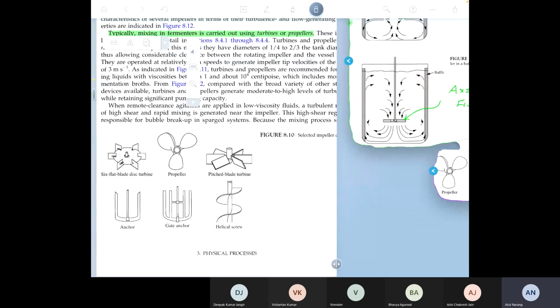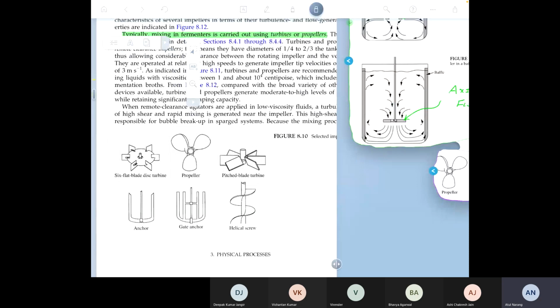I have just shown you so far only two of the impellers. On the left side is the Rushton or the 6 flat blade disc turbine. On the right side, I showed you two axial flow impellers, the propeller and the pitched blade turbine. But you also have additional impellers shown in the bottom panel, such as the anchor, the gate anchor, and the helical screws. These three impellers shown at the bottom are typically used in high viscosity media.